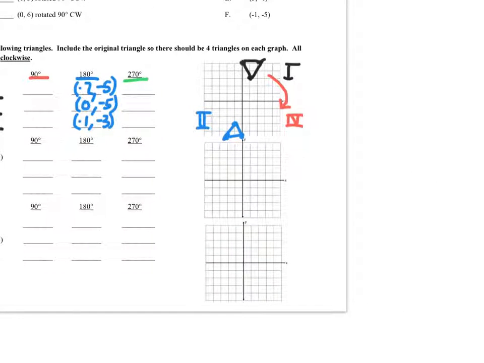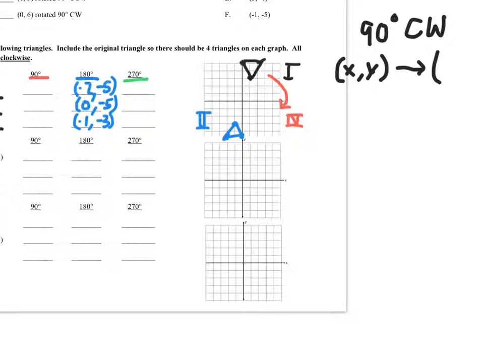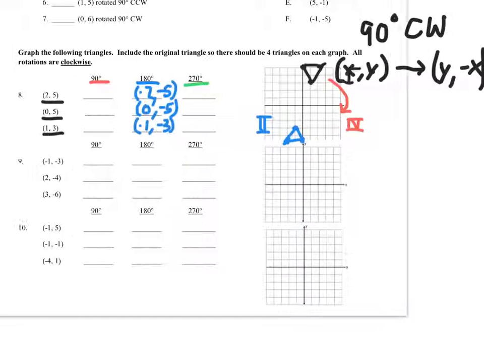A 90 degree rotation clockwise is going to take the points x, y and map them to y, negative x. What that means is your original points, x, y, are going to go to y, negative x. So your new x value is going to be exactly the same as what your y value was, and your new y value is going to be the opposite of what your x value was. So let's take a look.